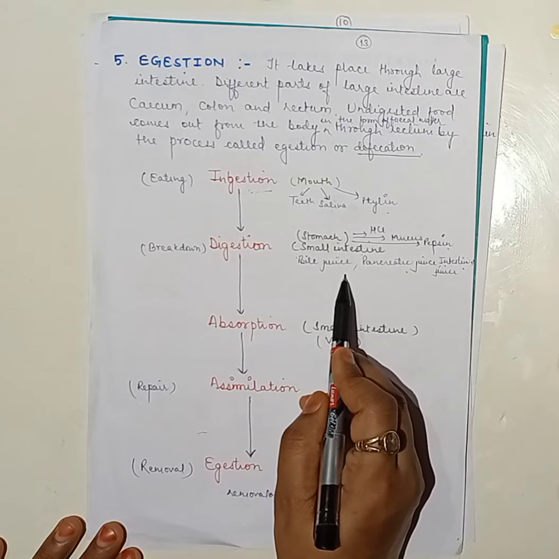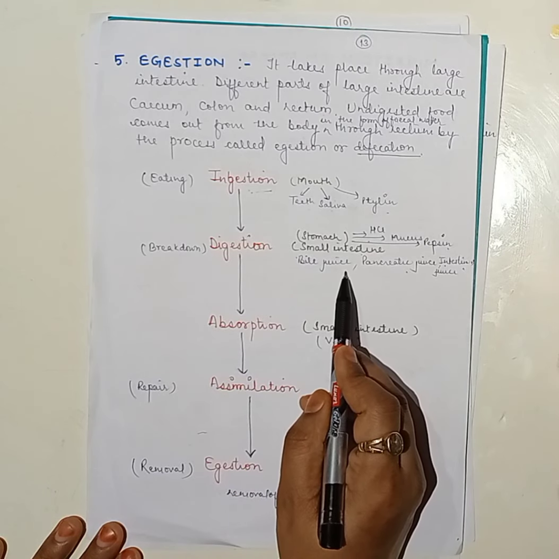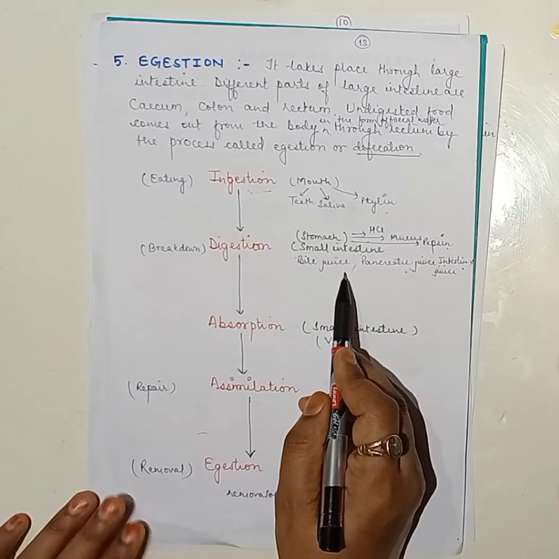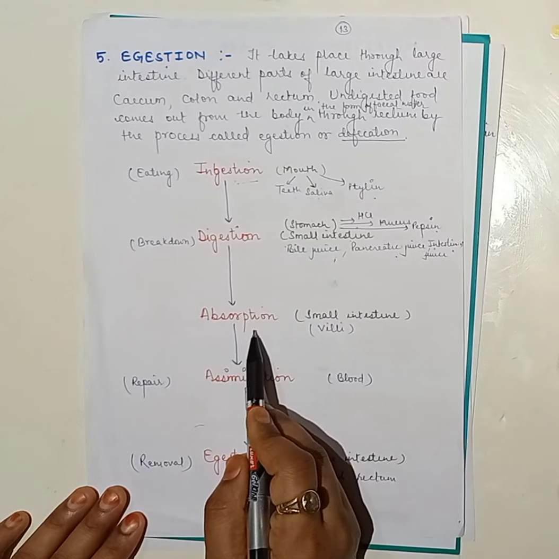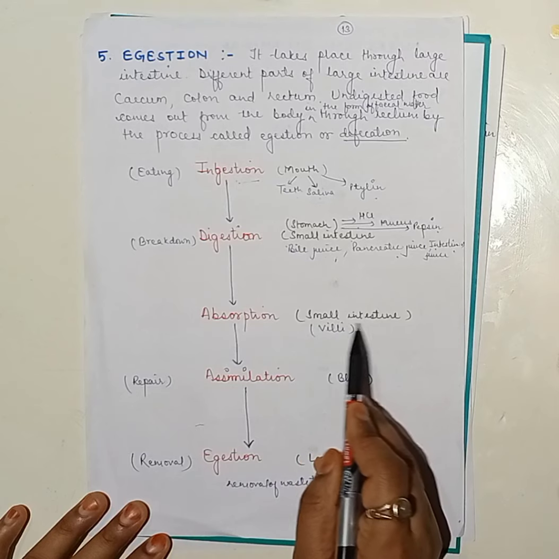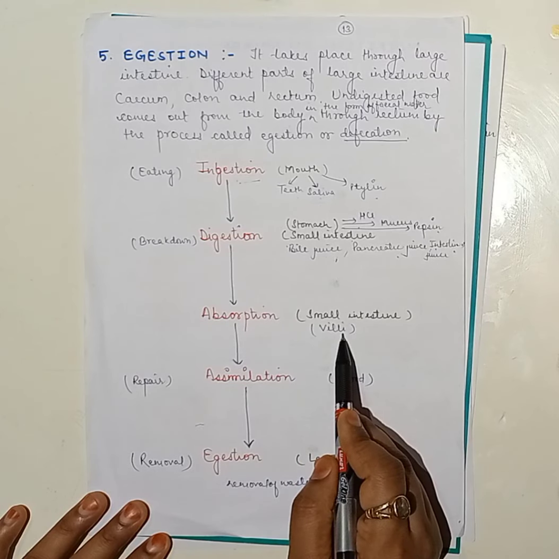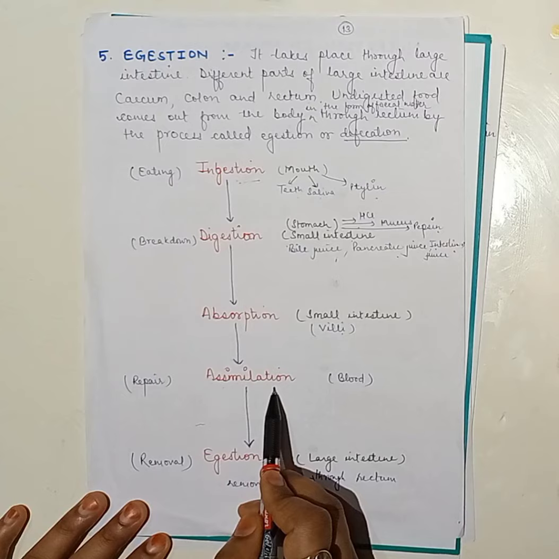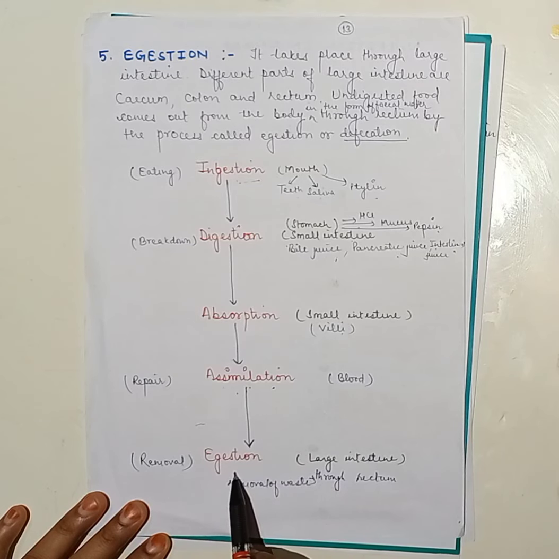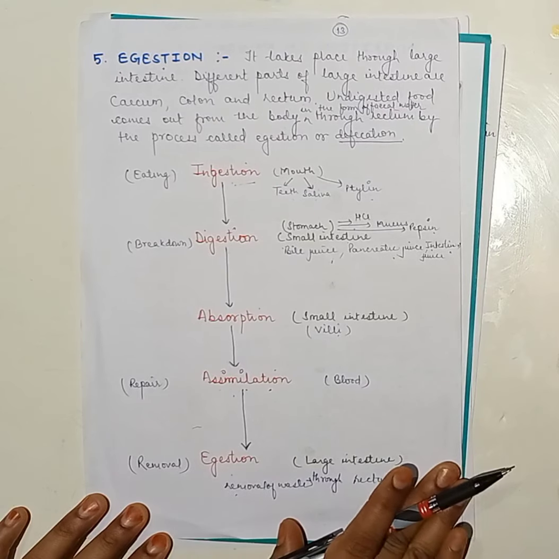Now the food is completely broken down into small units. Now absorption of the food takes place with the help of villi, which are present on the wall of the small intestine. Fourth is assimilation. Assimilation is called repairing of cells and tissues. Now egestion means removal of waste product in the form of fecal matter.